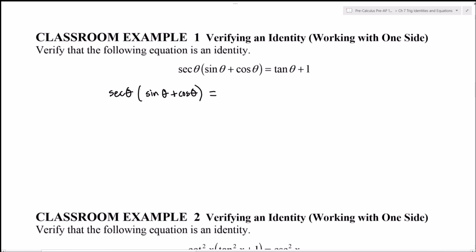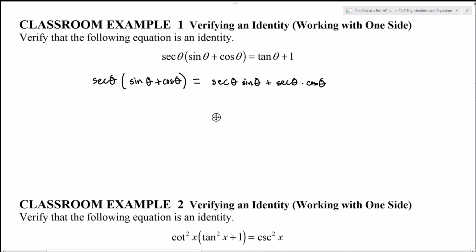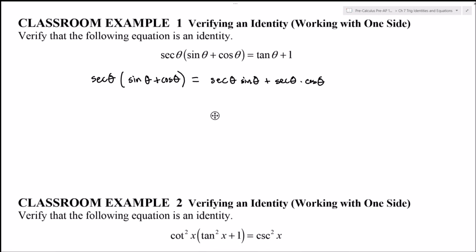So secant theta times sine theta plus cosine theta, if distributed out, secant theta sine theta plus, again, secant theta, but this time it's times cosine theta. So here we have 2 terms, and each of those terms has a product. The first product, secant theta times sine theta. The second product is secant theta times cosine theta.